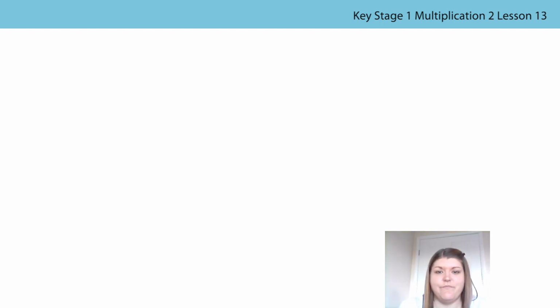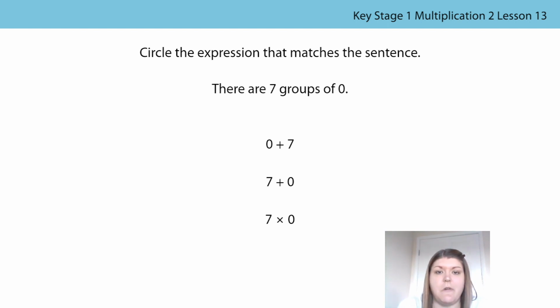This time, I want you to choose the correct multiplication that matches the sentence. There are 7 groups of 0. So with your finger, I want you to circle the expression that matches that sentence. You might want to pause the video here to have a little think and look really carefully at those 3 expressions. Are you back? I missed you. I hope you were doing really brilliant maths.